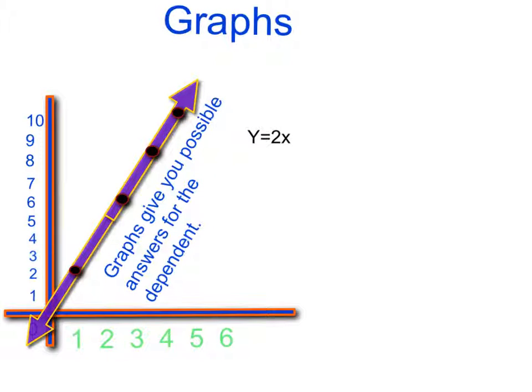Graphs. Graphs give you possible answers for the dependent. So remember the dependent. They can help you convert to a table. So if you understand how to use it, because these give you possible answers for the dependent. Why? On the table you have y and x, so it might help you if you just understand.